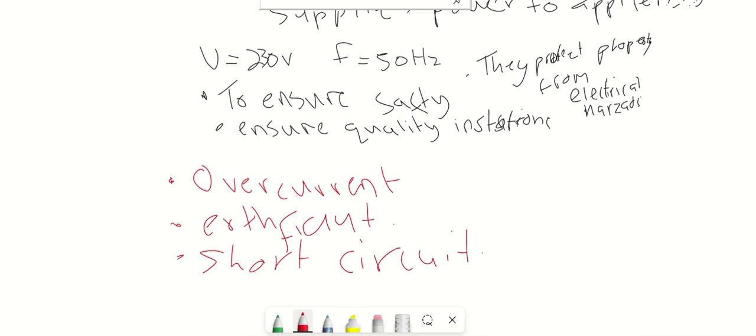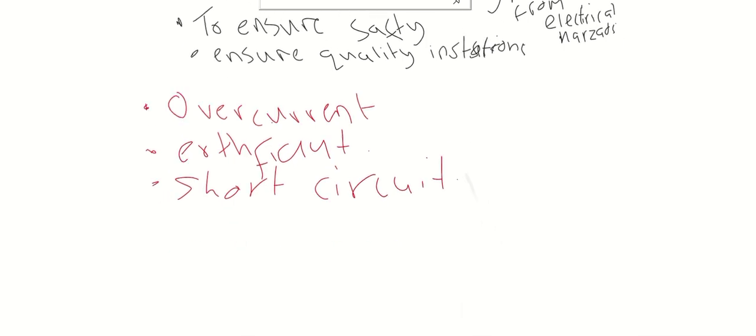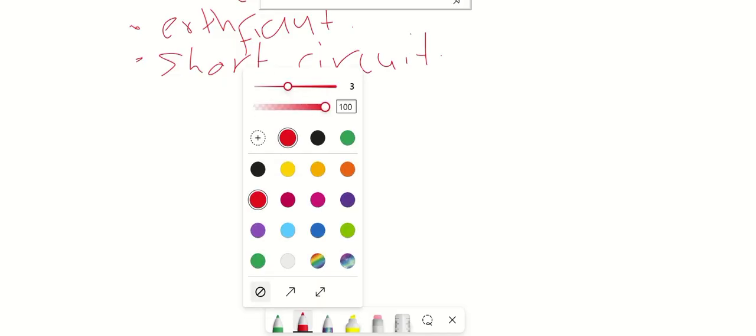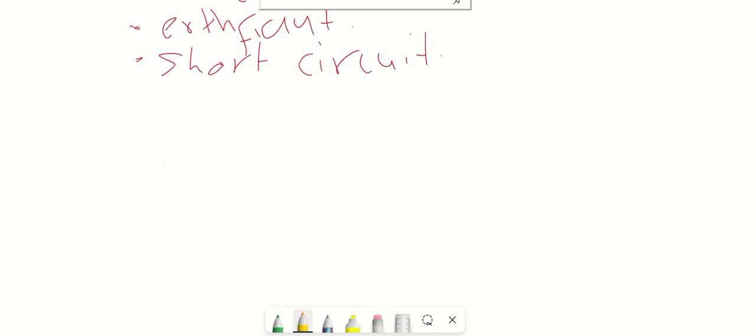Then now we move on. We have safety principles. Let me just use the yellow one for once. We have safety principles that we have to follow in order to be safe. An example: a socket cover protects you from touching a live terminal.